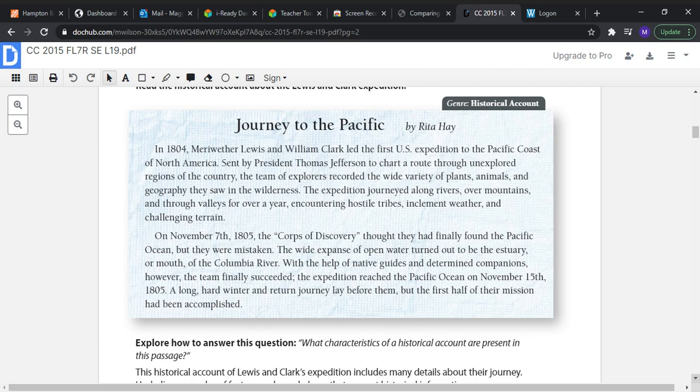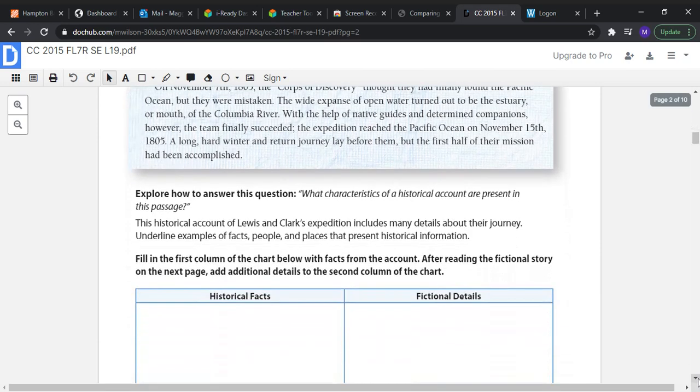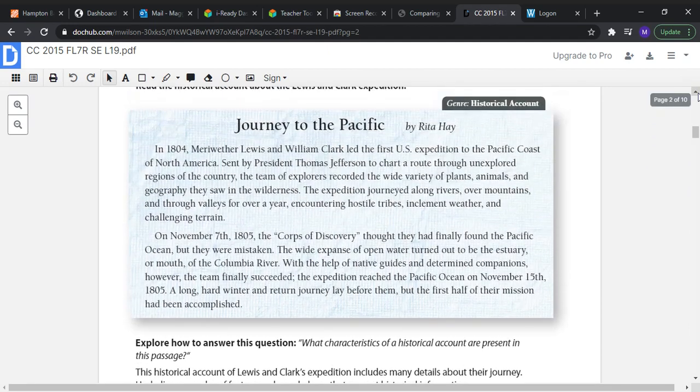So it says explore how to answer this question. What characteristics of a historical account are present in this passage? So it says this historical account of Lewis and Clark's expedition includes many details about their journey, underlying examples of facts, people, and places that present historical information. So I'm going to go back to the text and underline any sort of facts or important information about the event or the people that are related to this event.